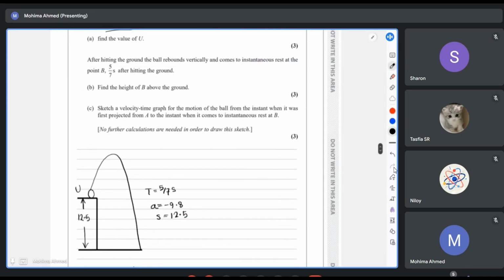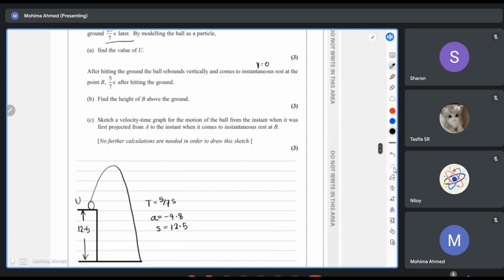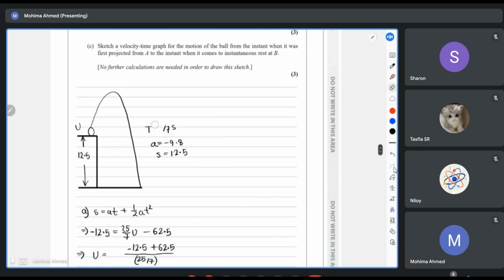Okay, for part B, it says that after hitting the ground, the ball will rebound vertically and comes to instantaneous rest at B point. Obviously, if your object is at instantaneous rest at point B, that means your velocity for point B is 0, and point B was reached after 5 by 7 seconds. Find the height of B above the ground. Okay, so we just erase these things.